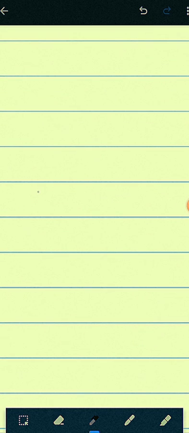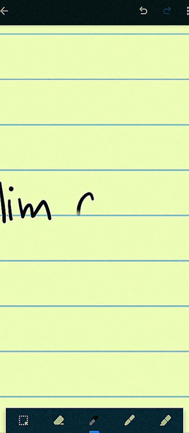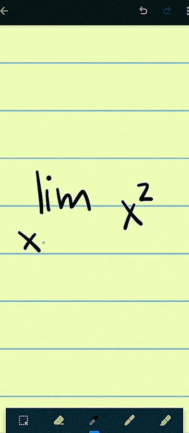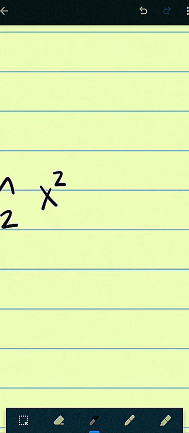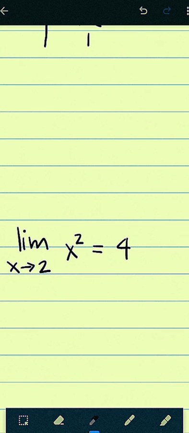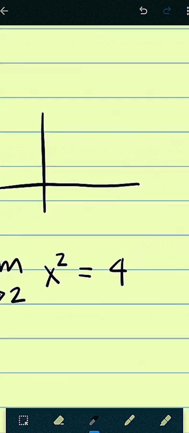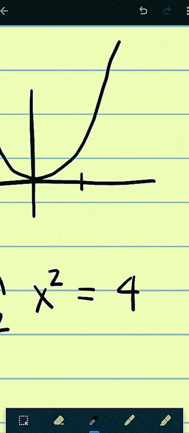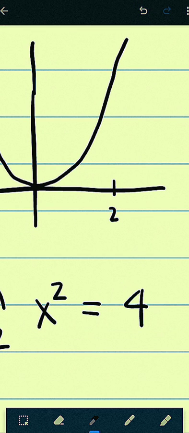So if we draw that again and have a notation, the limit of our function, so our function is x squared, as x approaches positive 2, we get 4, right? Because if we take a look at the graph, this is the graph here. And if this is 2 here, and this is 4.